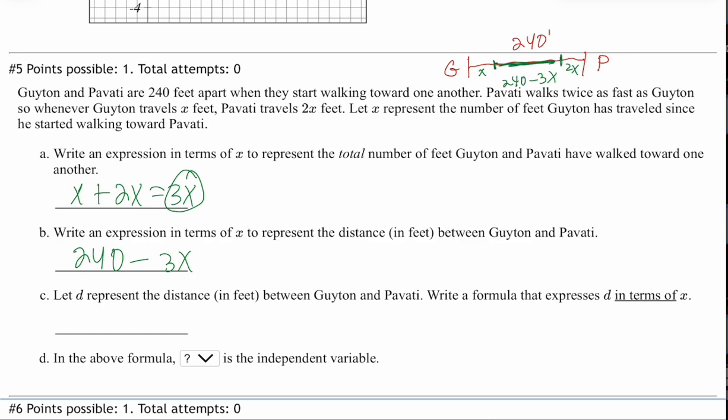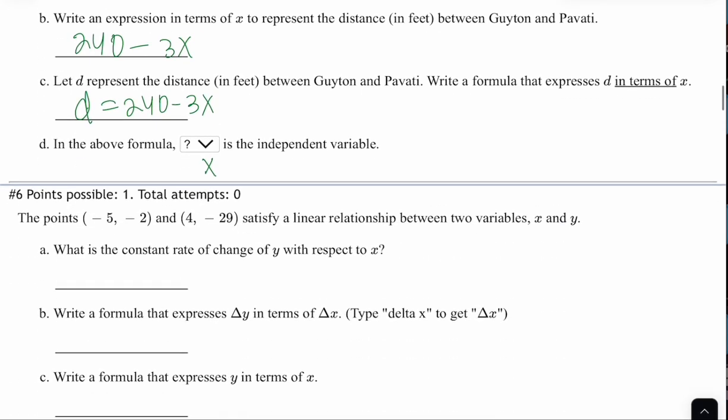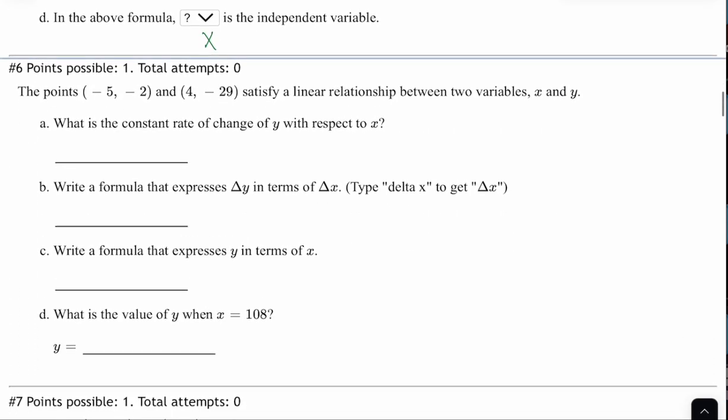And then it says, let D represent the distance in feet between them, write a formula. Now remember, D in terms of x means we want D equals an expression in x, and we have this already. So that would be D equals 240 minus 3x. And then it says in the above formula, what is our independent variable? That would be x. Your independent variable would be whatever they say the formula is in terms of. In this case, it was x. So there's example 5. Let's move on to 6.